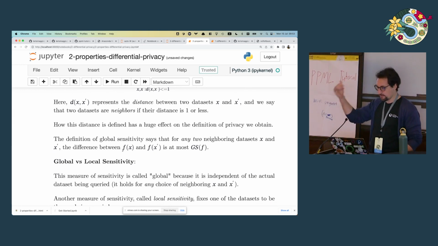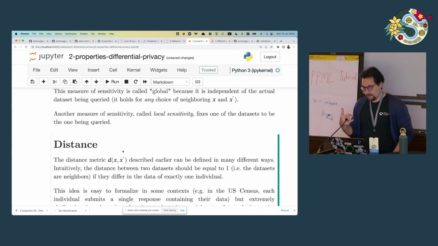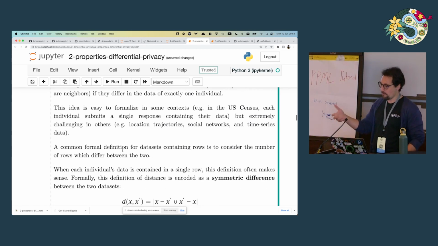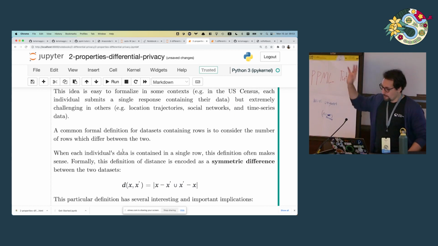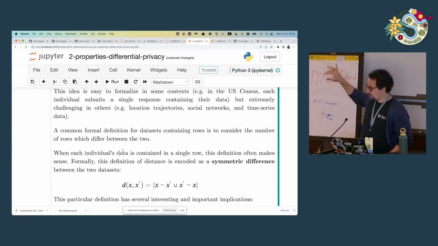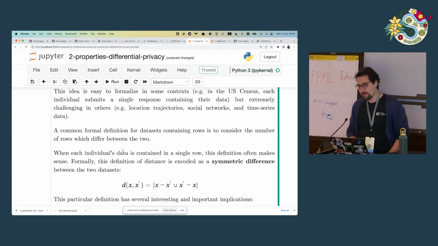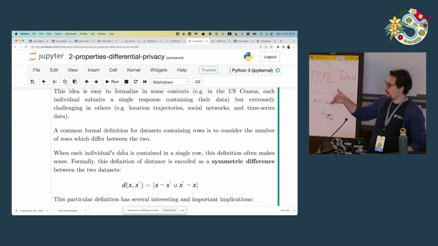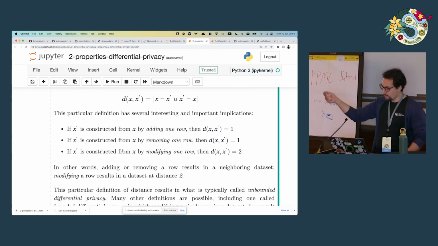If x prime is constructed by removing one row, the distance is still 1. If x prime is constructed by modifying the value of one row, the distance is considered equal to 2. So in this definition of symmetric distance between neighboring datasets and global sensitivity, adding or removing entries in the database is counted as a single operation, and modifying one row is counted as two operations.